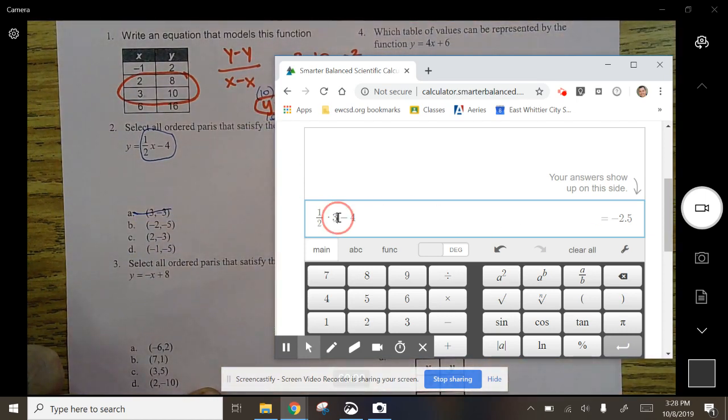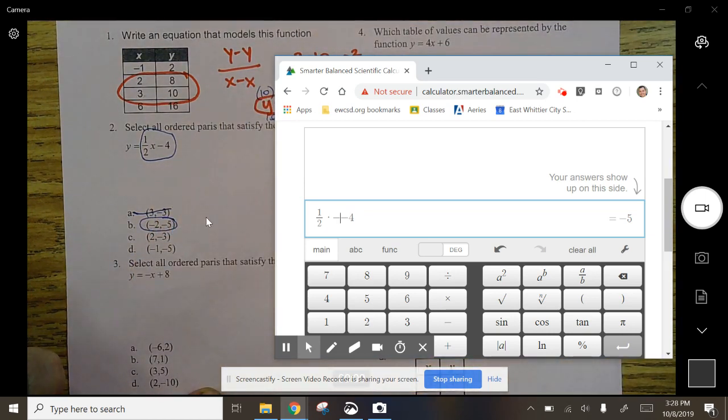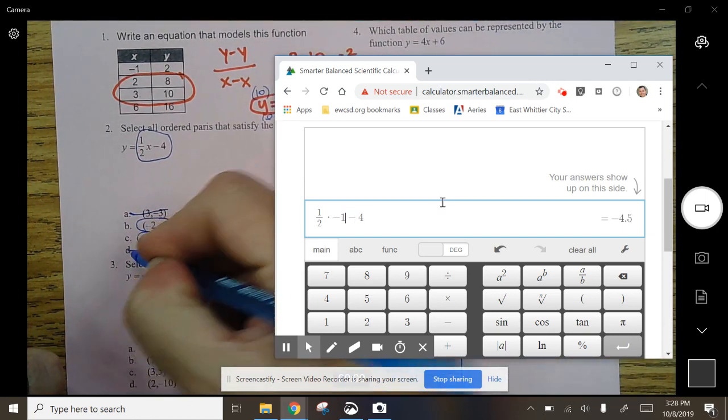Let's try B. I just take x, I deleted it, and I'm going to put in negative 2. All right, and then I get negative 5, and that is what we want. B is an answer. Again, the next one, I'm going to type in 2. I get negative 3. That's what we want right there. That's perfect. And then you got to make sure the other one doesn't work either. I'm going to type in negative 1, and it doesn't work. So I'm going to cross that out.